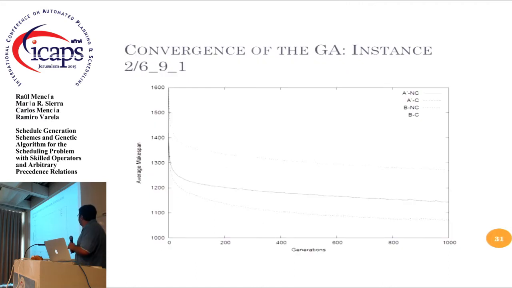And here we have a graphic to show the convergence of the algorithm. We can see in this graphic that the cutting back option is better for both sets. Here is A prime with cutting back and B with cutting back, and the other ones are B and A prime without the cutting back option on. So from now on, we're going to do the rest of the tests with the cutting back option on.